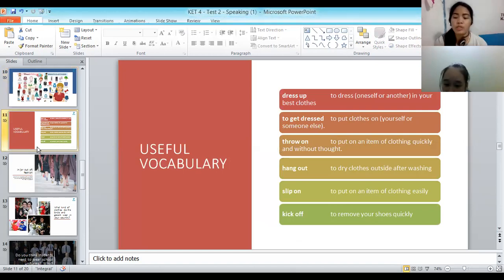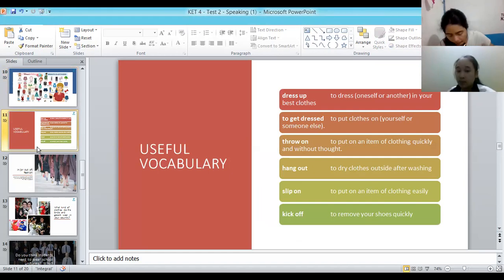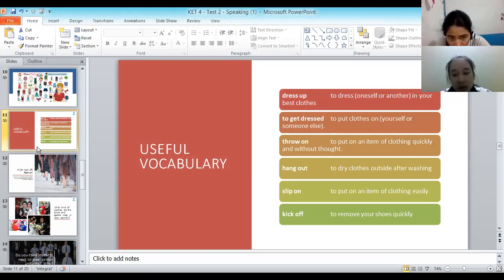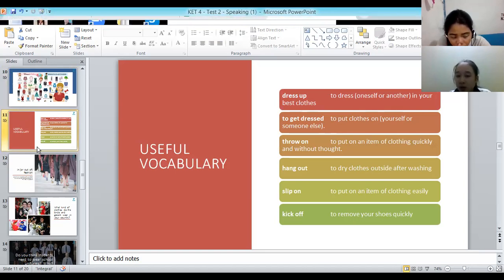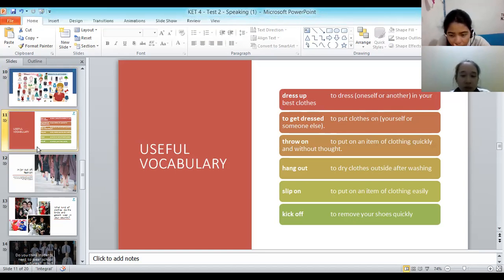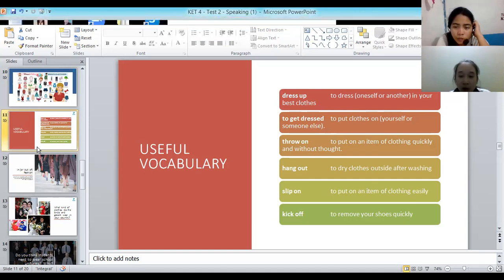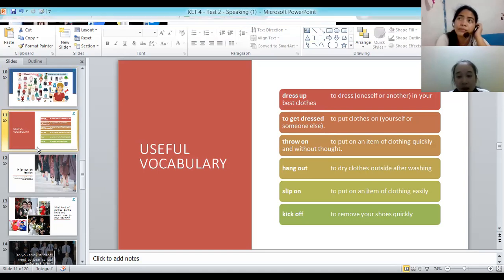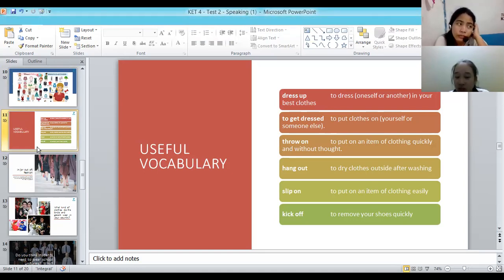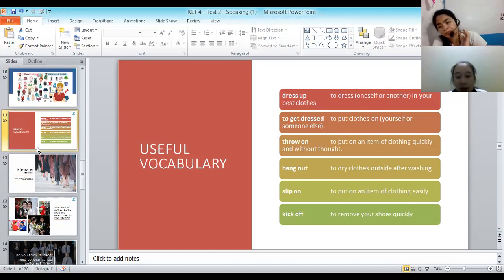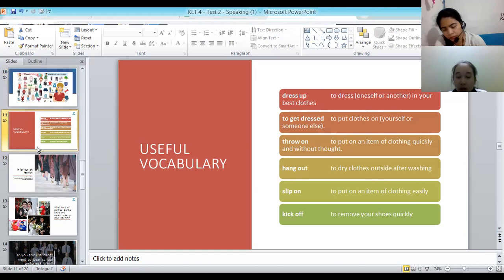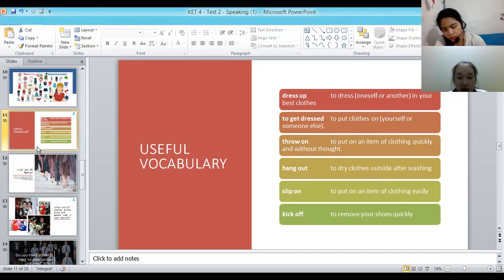Okay, please read the useful vocabulary. Can you read it? Dress up: to dress oneself or another indoors. To dress: to put clothes on yourself or someone else. Throw on: to put on an item of clothing quickly and without pause. Hang out: to dry clothes outside after washing. Put on: to put on an item of clothing easily. Pick up: to remove your shoe quickly.